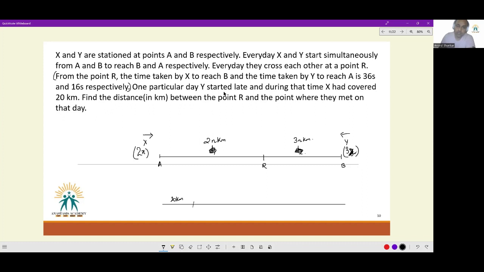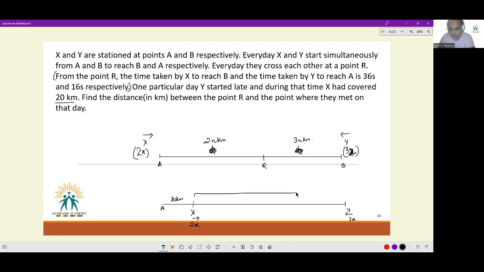One particular day, Y started late, and during that time, X had covered 20 kilometers. This day, what is happening is, X is already 20 kilometers ahead, and is moving forward at the rate of 2x. Y is moving forward at the rate of 3x. Now, find the distance in kilometers between the point R and the point where they meet on that day. This total distance was 5n.